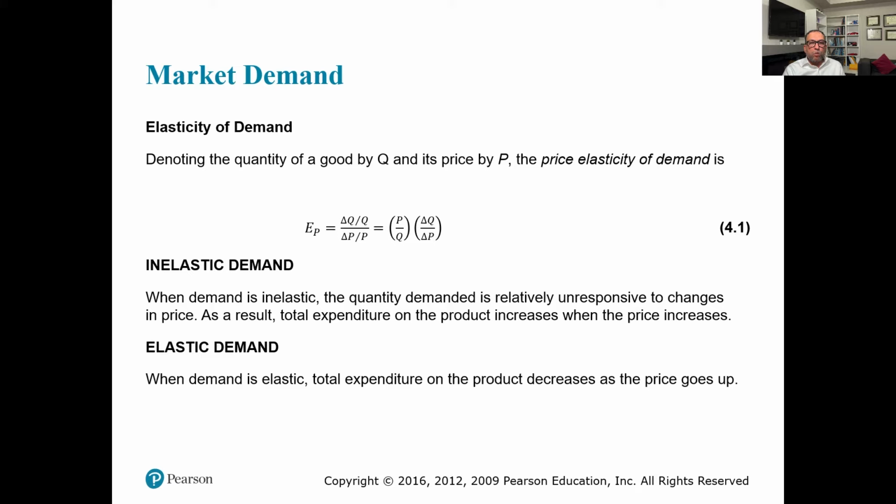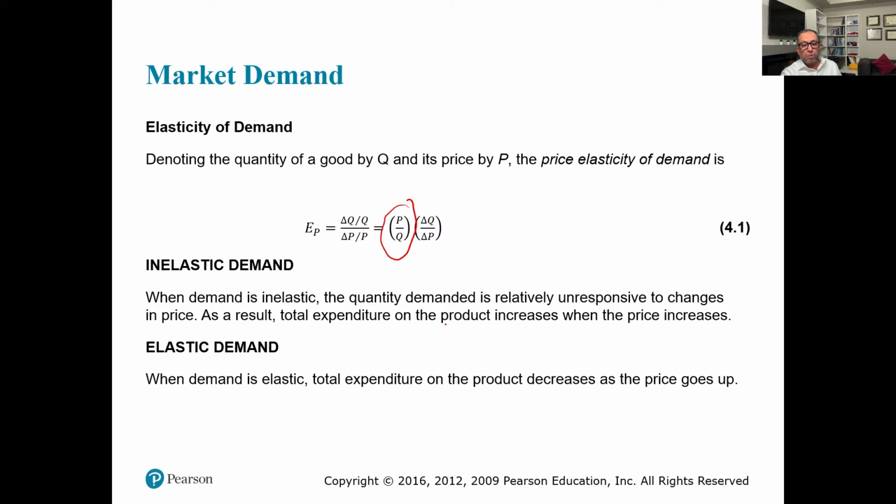So when we calculate the price elasticity of demand, we get a product of a price ratio, the price over quantity. That's price divided by the quantity, multiplied by the inverse of the slope of the demand curve: percentage change in quantity divided by percentage change in price. So when the demand is inelastic, the quantity demanded is relatively unresponsive to change in price.